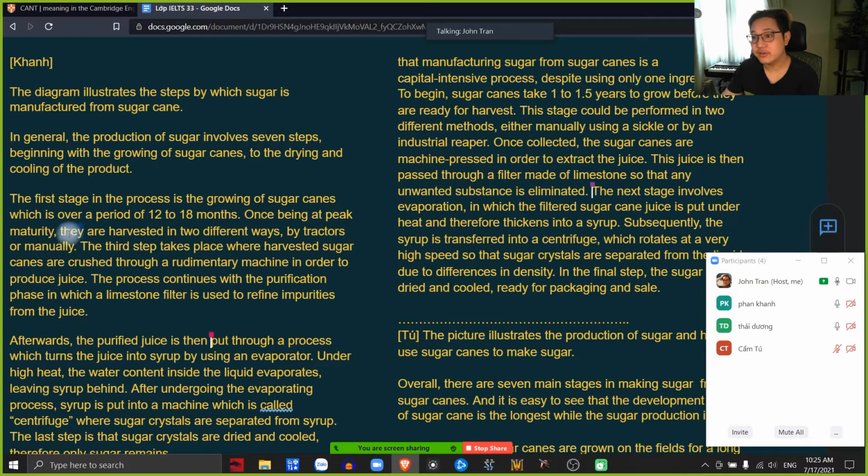Well, basically we refer to a noun like this. You use they if the noun is in plural form. You use it when the noun is in singular form. Okay, they are harvested in 2 different ways, by tractors or manually.